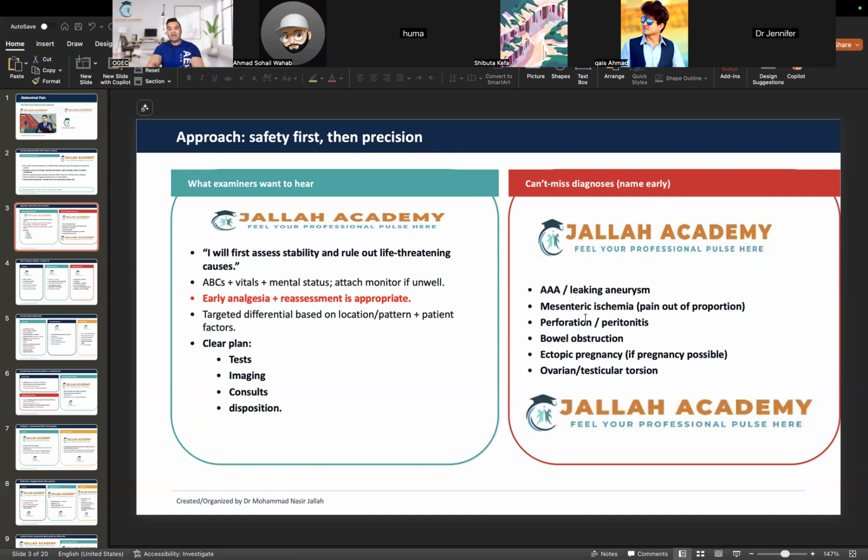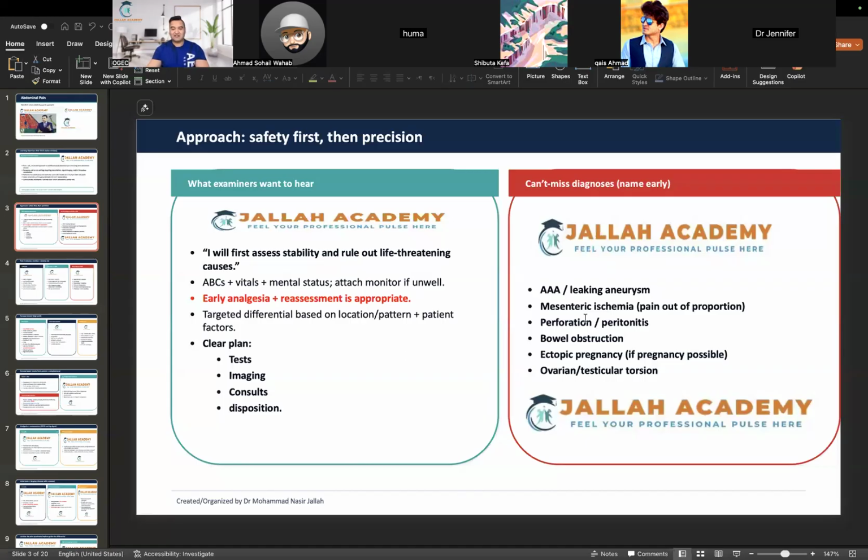Mesenteric ischemia, pain out of proportion, very characteristic, very characteristic. Perforation peritonitis, obviously the abdomen will be stiff, rigid, like board-like. Bowel obstruction, not only does the patient have pain, the patient will have constant vomiting. Ectopic pregnancy, if the patient is in the age of conception and has pelvic or lower abdominal pain plus bleeding, it is ectopic pregnancy until proven otherwise.